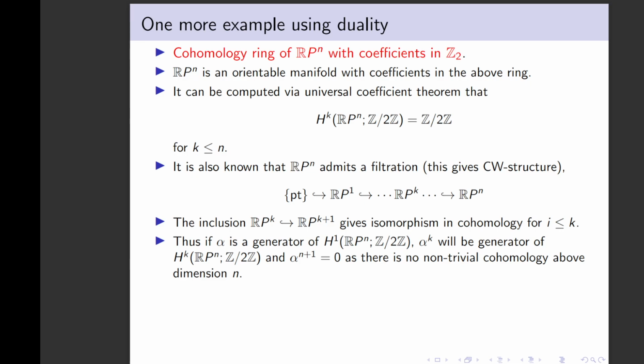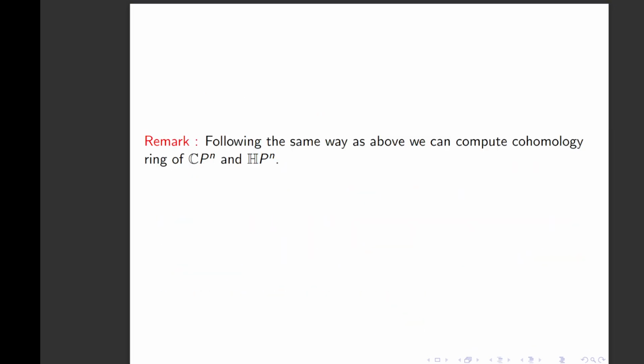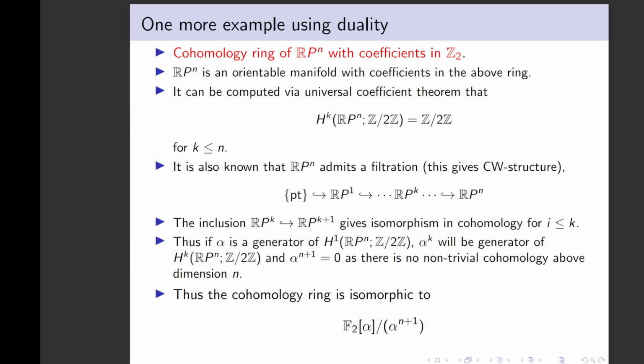So if alpha is a generator of H1 of RP2 with Z2 coefficients, then by what I have mentioned previously, since Z2 is a field, we can say there exists some element k alpha such that this cup product will be the generator of H2 of RP2. Now, it can be shown via some computation that this k is basically one.